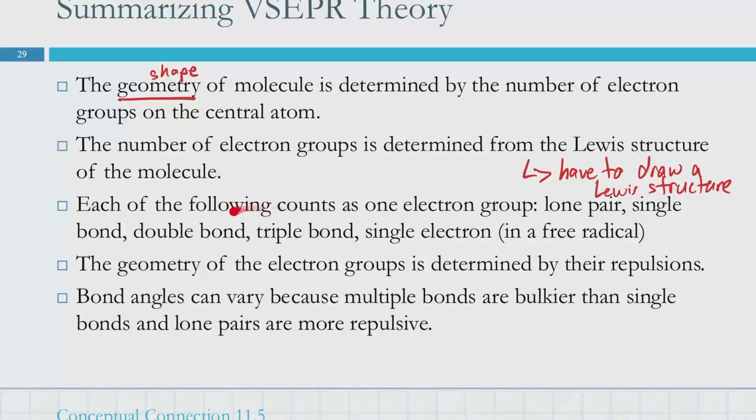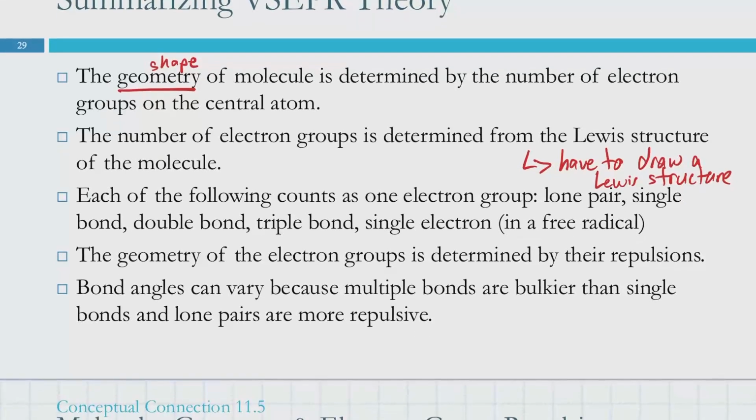And then each of the following counts as 1 electron group when we're counting them. Lone pairs, any of our bonds, single bond, double bond, triple bond, those all count as 1 electron group. And if we have a single electron, like in a free radical or an odd electron species, that also counts as 1 electron group.